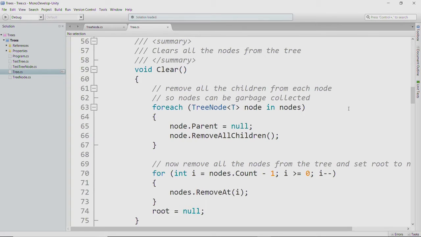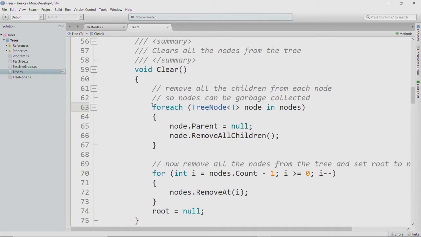For the operations in the tree class, we'll start with the clear method, and let's look at the easy part first. So the easy part is the second loop that executes n times, and remove at is constant time because we're removing from the end of the list. So this chunk of code is order n. This line is constant time. So the question is, what about this?